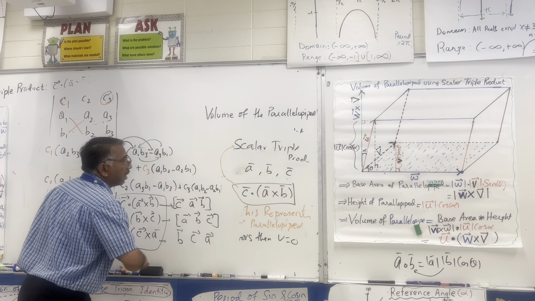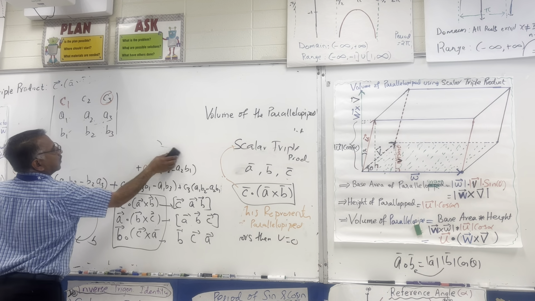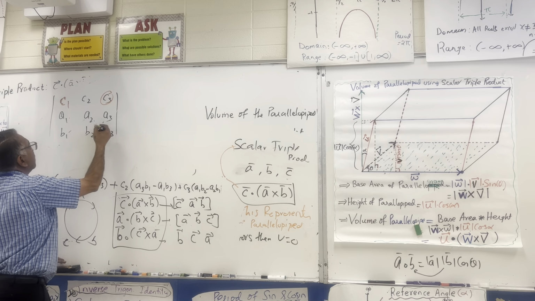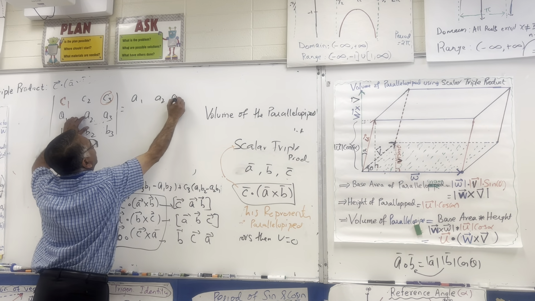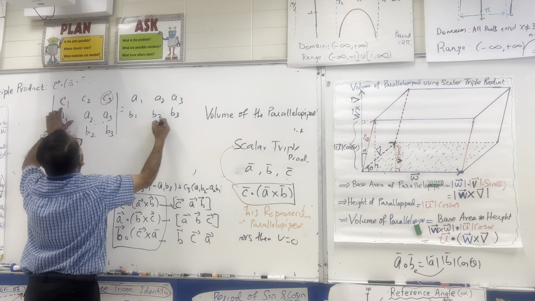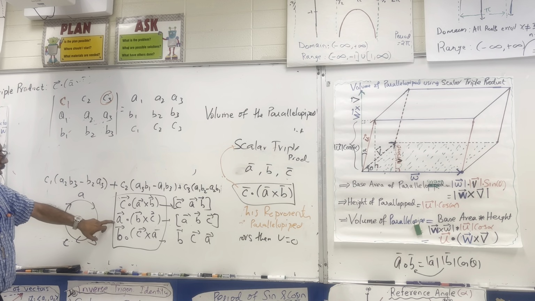And the question is why? If you see this determinant, I write this determinant as A1, A2, A3, then B1, B2, B3, and C1, C2, C3. That's how you get this one.